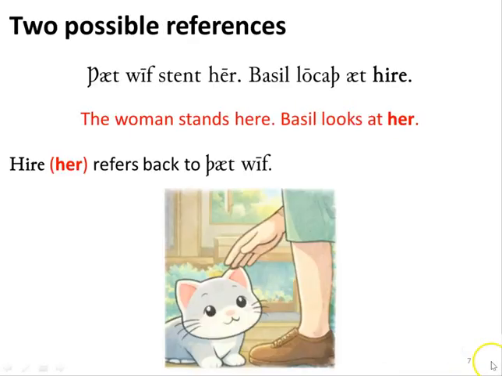All right, let's move on. Two possible references. Þæt wīf stent hēr. Basil lōcað æt hire. The woman stands here. Basil looks at her. Hire is her. Here, her refers back to þæt wīf, the woman. There's only one her there, and that refers back to the nominative, which is the subject here, the woman.